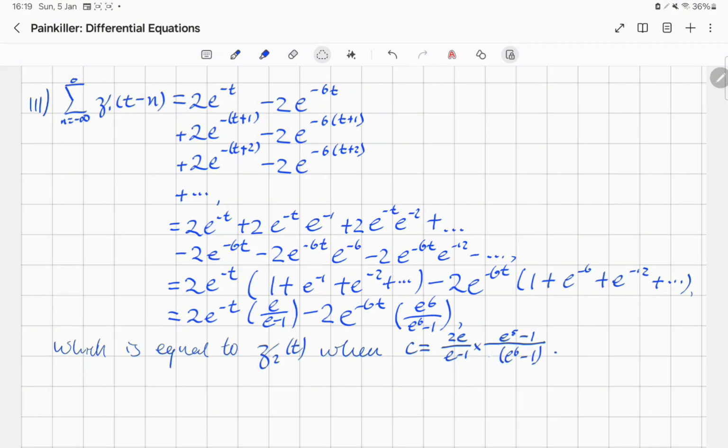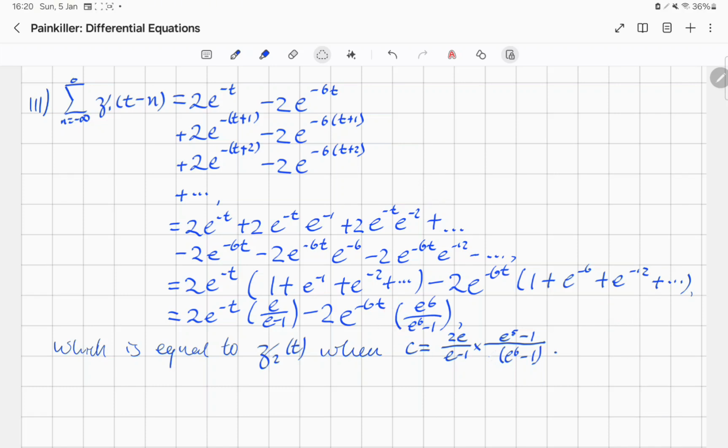We can now collect some like terms and do some simplifying, and we'll find that this is equal to 2e to the negative t plus 2e to the negative t e to the negative 1 plus 2e to the negative t e to the negative 2, and so on. Take away 2e to the negative 6t minus 2e to the negative 6t e to the negative 6 minus 2e to the negative 6t e to the negative 12, etc. These terms can be collected, and we'll now notice that these two brackets here are in fact geometric series.